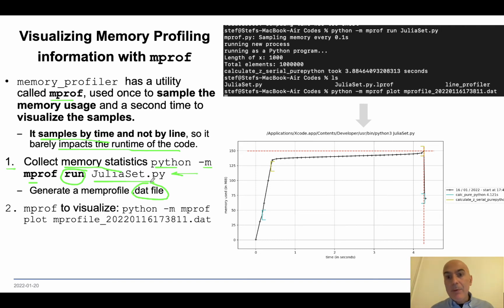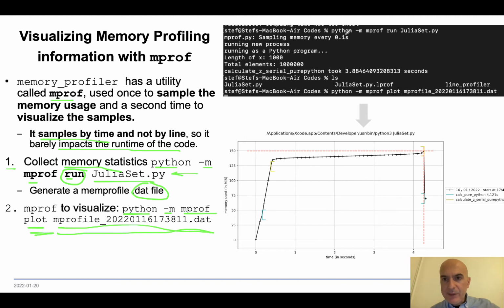Now, the next step: we want to visualize. We take the output file that is generated by -m mprof run, and we visualize it still using mprof. In this case, the command is python -m mprof plot instead of run. Right, so here we had run. Here now we have plot, and then we need to look for the name of the file that has collected all the information about the memory usage.